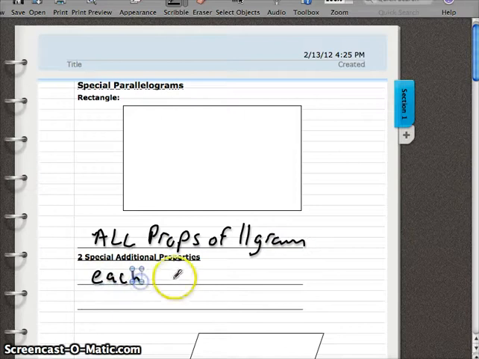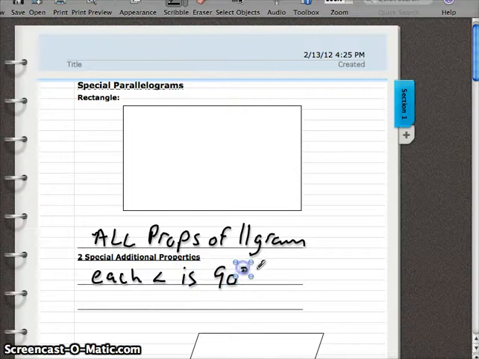Each angle, or each corner, is a right angle, or is 90 degrees. So that's 90 degrees, that's 90 degrees, that's 90 degrees, and that is 90 degrees.